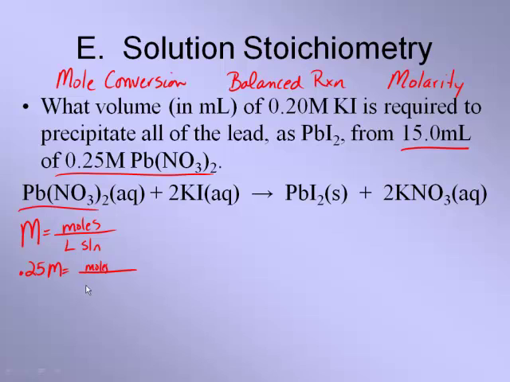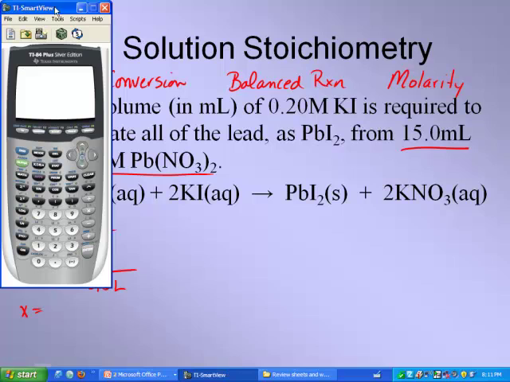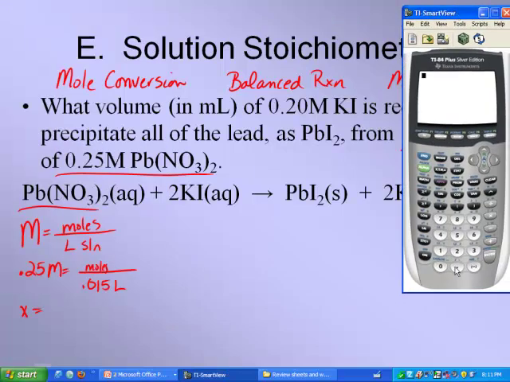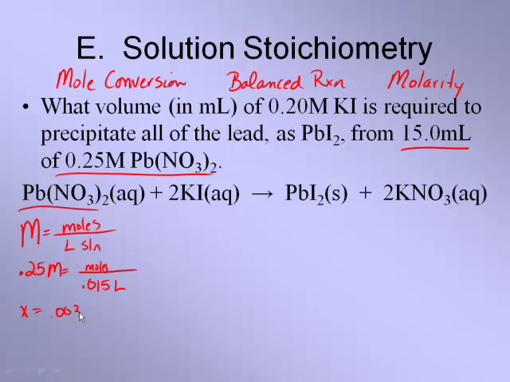0.25 molar solution, and we have 0.015 liters of it. Okay, so this is going to help me solve moles. So I'm going to cross multiply and solve. Pull out a calculator. 0.25 times 0.015 is 0.00375. Okay, now what is this moles of? This is moles of that lead nitrate.